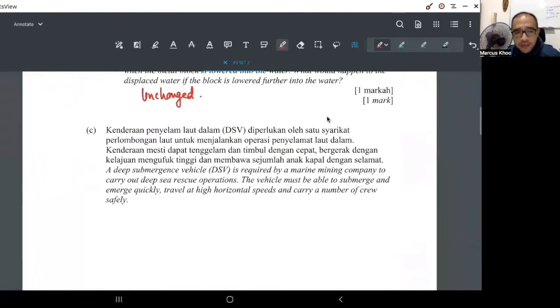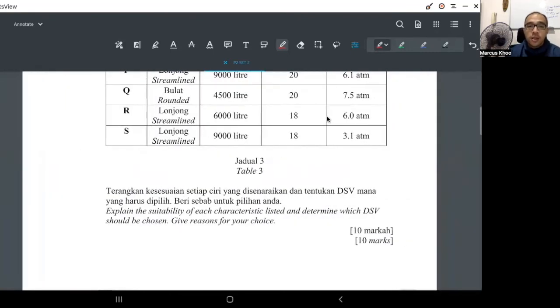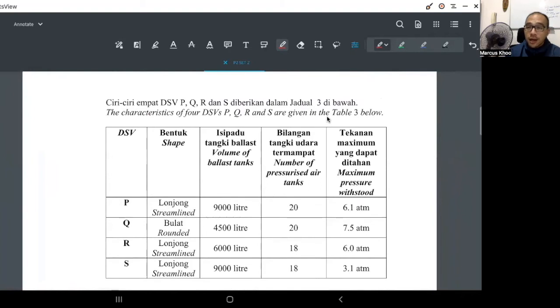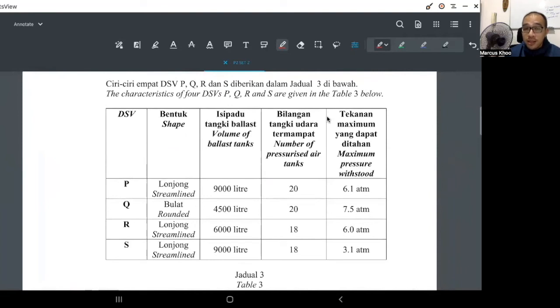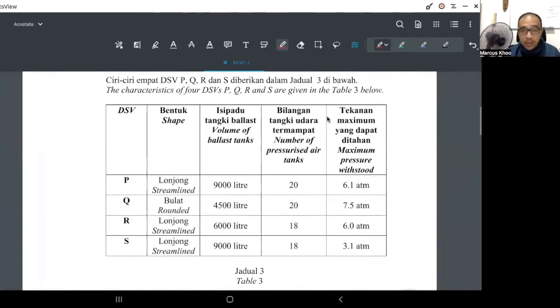Okay, a deep submergence vehicle is required by a marine mining company to carry out a deep sea rescue operation. The vehicle must be able to submerge and emerge quickly, so like a submarine. Travel at high horizontal speeds and carry a number of crew safely. So this is basically talking about a submarine. You want to determine which DSV is the best. Submarine, I think we answer this and then we'll do this.